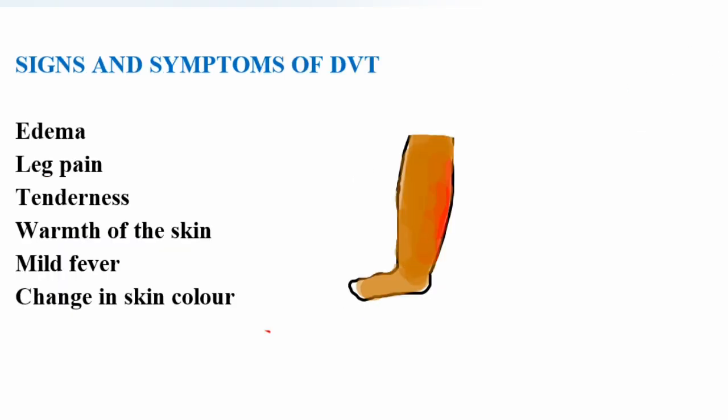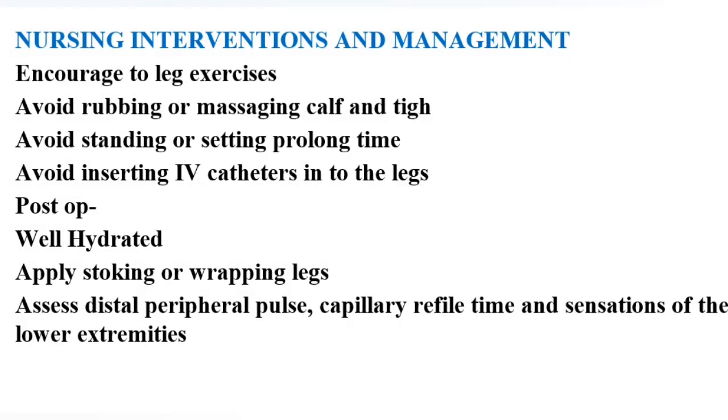Signs and symptoms of DVT. Edema. It is the most specific symptom. Leg pain, tenderness, warmth of the skin. Warmth or erythema of the skin over the area of the thrombosis. Mild fever. Change in skin color.